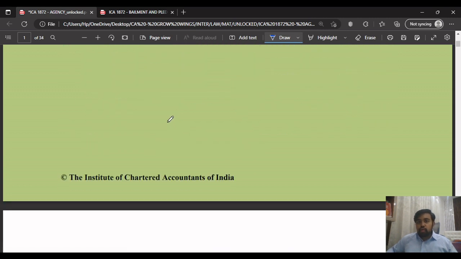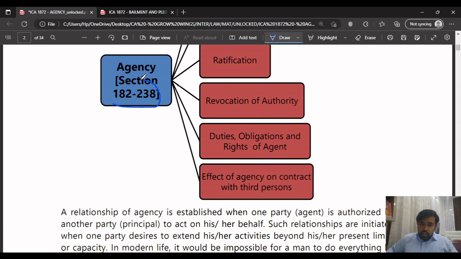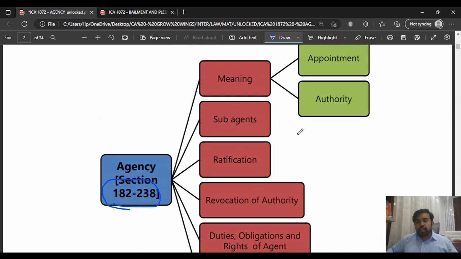Okay, so this chapter covers sections 182 to 238. And one more thing is, you don't have to remember the sections as I'm telling right now. If you can remember, it's well and good, but you don't have to force yourself to remember the particular sections. Understand the concept, understand what the provision is saying, and try to remember the keywords in a particular concept, and you will be able to answer the exam questions. Okay, so focus properly right now.